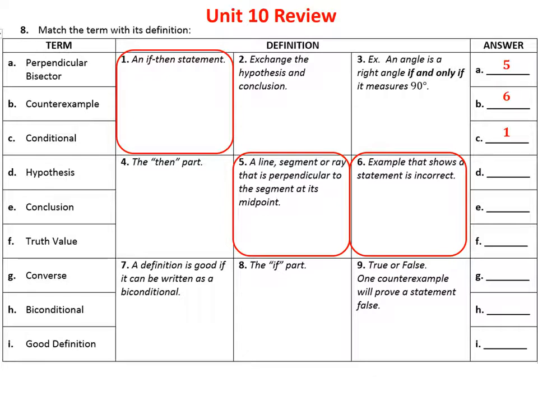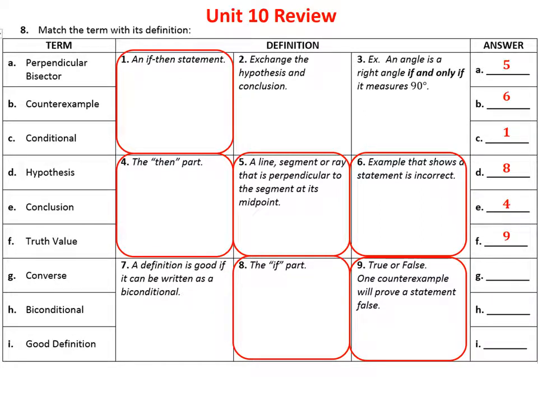Now our conditional statement is made up of 2 parts. Remember, the hypothesis is the if part, so that's 8, then the conclusion, so E is the then part. So D is 8, the hypothesis, then the conclusion, so E is 4. Truth value means, is the statement true or false? If you ask for the truth value of a conditional statement, you're asking, is it true or is it false? So number 9, true or false. One counterexample, by the way, will prove a false statement. But F is the truth value, which is either true or false.